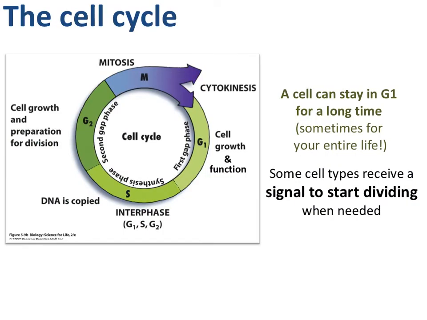A cell can stay in G1 for a long time, or G0. Some cell types receive signals, start dividing when needed. So cells have different lifespans. Like skin cells, the outer layer of skin cells are replaced every few days, for that matter. Other cells are hardly replaced at all, like neurons.